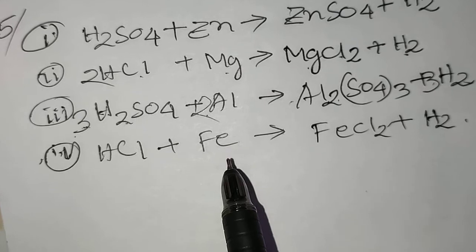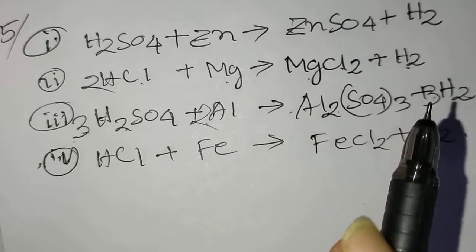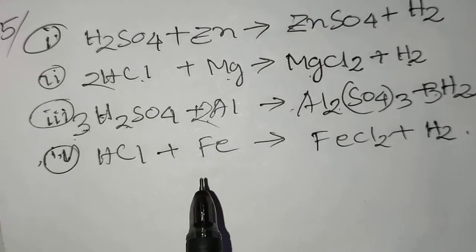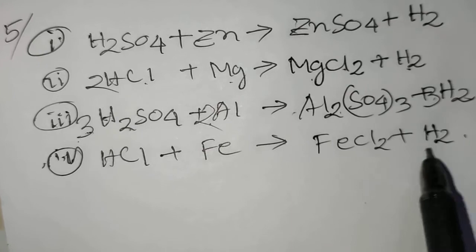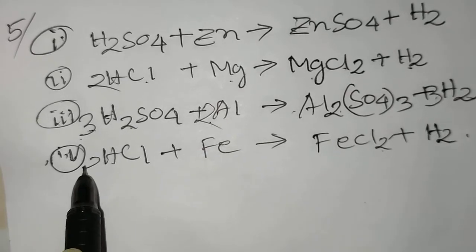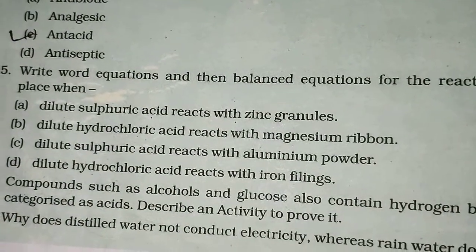Iron has the valency 2 and 3. So whenever there is no indication, we may take the valency of iron as 2. Fe plus HCl gives FeCl2 plus H2. Here the number of hydrogen is 2, chlorine is also 2, so put the digit 2 before HCl. So it is balanced.